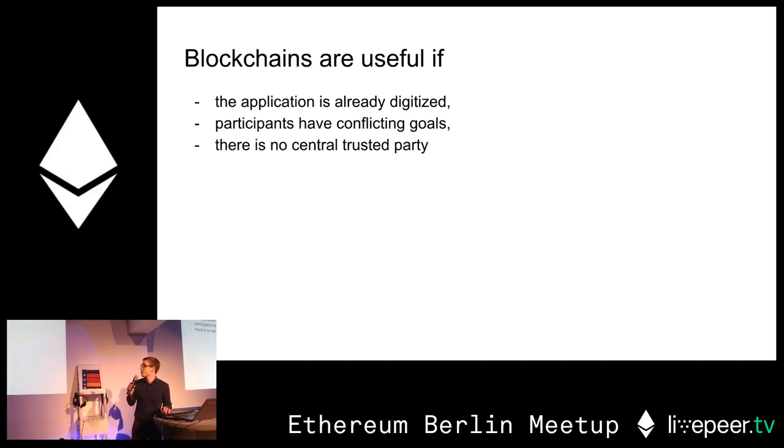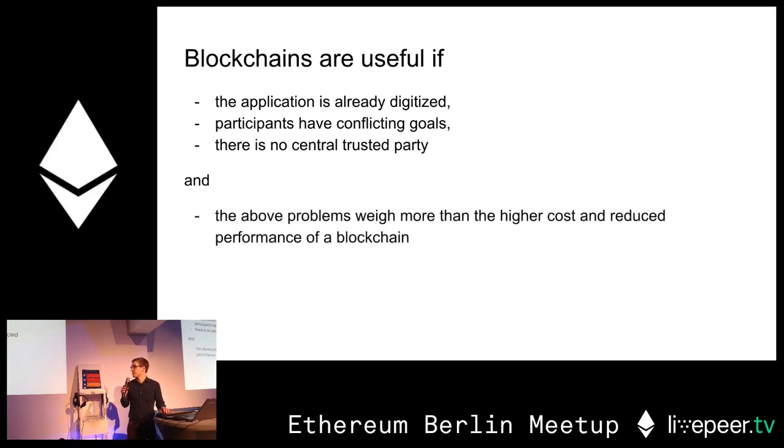So these three things, I think: the application is digitized, participants have conflicting goals, and there's no trusted third party. And then the fourth important thing is you have to be aware that using a blockchain is probably much more costly than not using a blockchain. So these three things have to be so important for you that you can cope with the additional costs that come with using the blockchain.